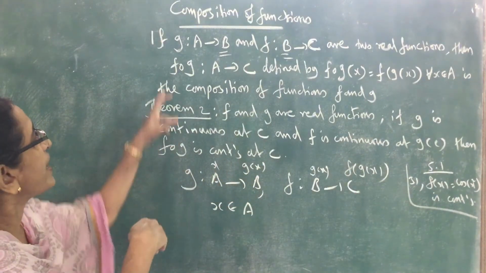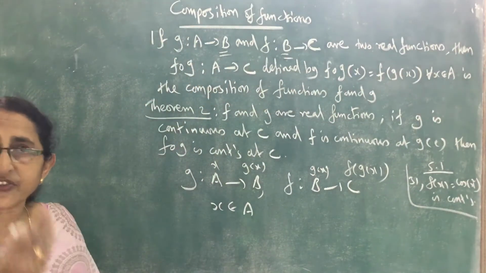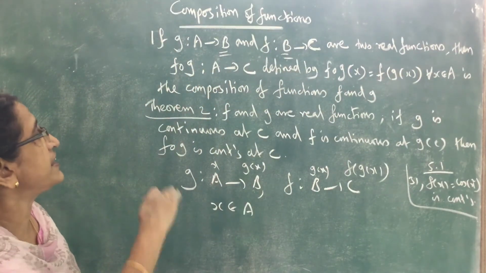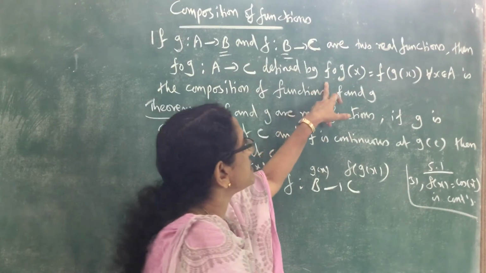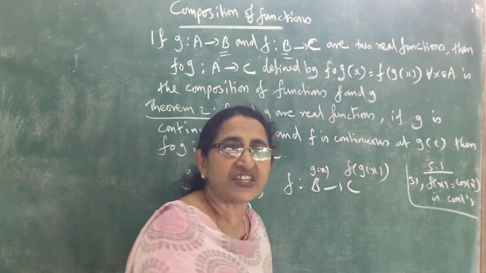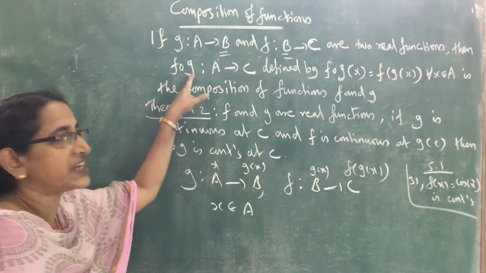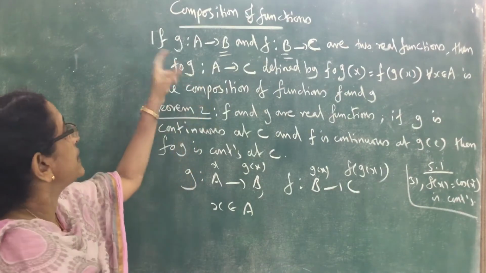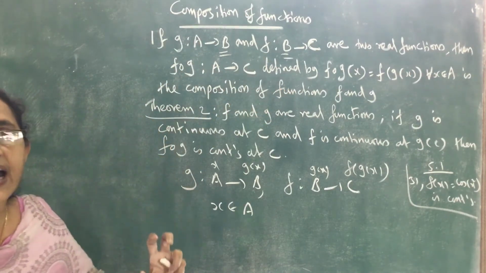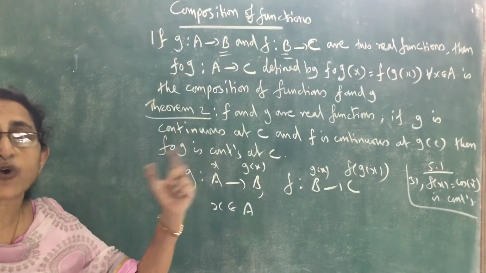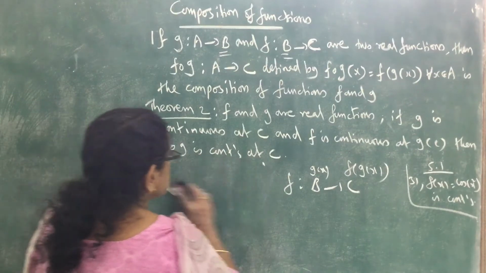So f is a function from B to C, g is a function from A to B, then f composite g is a function from A to C. That is defined as (f composite g)(x) = f(g(x)). Similarly, if the function f composite g is defined and is a function from A to C, it is not necessary that g composite f is also defined. They are different. So I will show you one example.